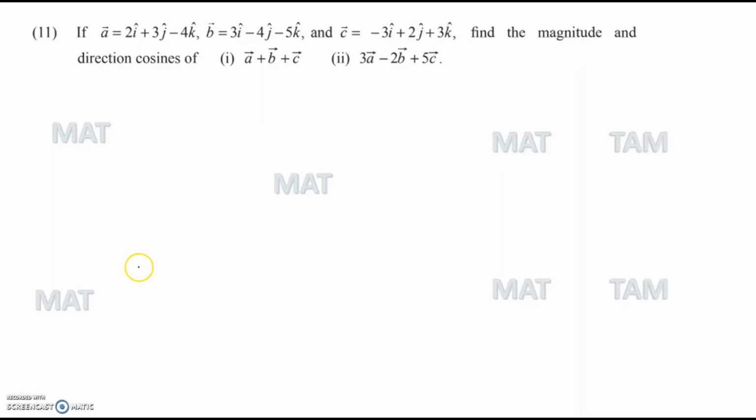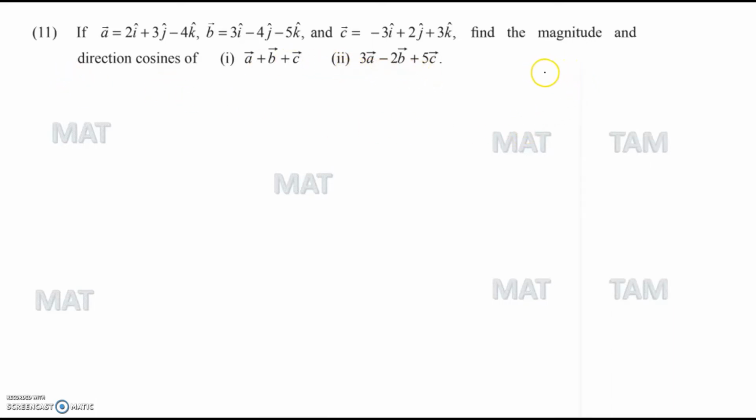In this video, we will see further problems from exercise 8.2. So, question number 11 says, if vectors A, B and C are given by this, then find the magnitude and the direction cosines of first, vector A plus B plus C, and second, this. So, let's start with the first one.